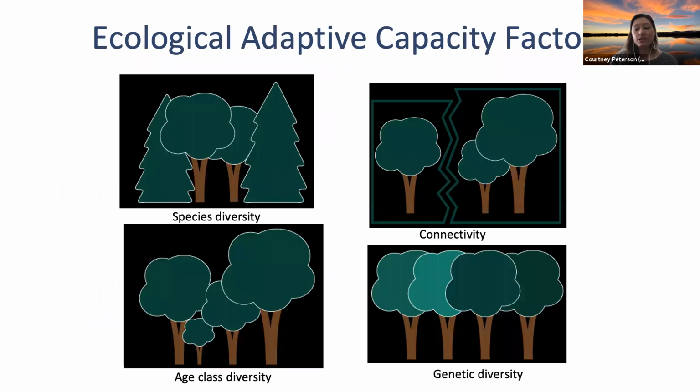And then examples of adaptive capacity factors in ecosystems can include characteristics related to your species diversity as well. So thinking about connectivity and the amount of fragmentation, or maybe there's not as much age class diversity, and then the genetic diversity. So thinking about different bins can also help identify examples of adaptive capacity for your ecosystems.